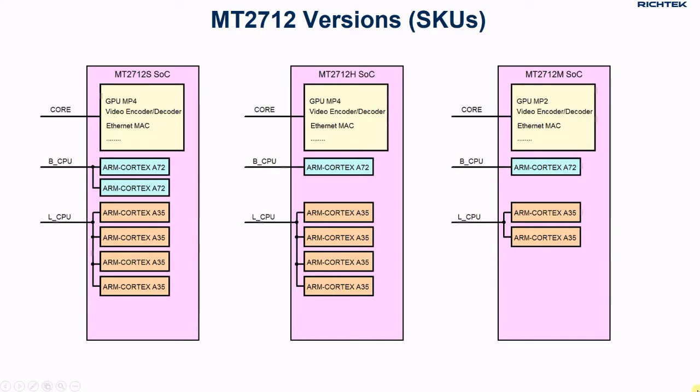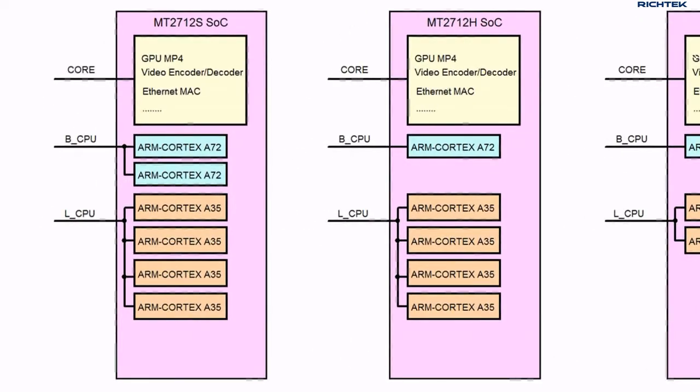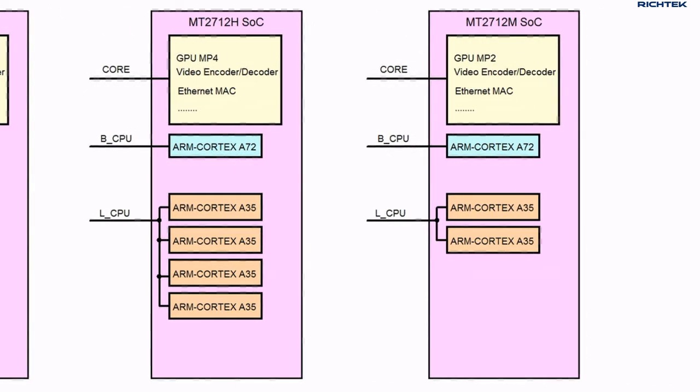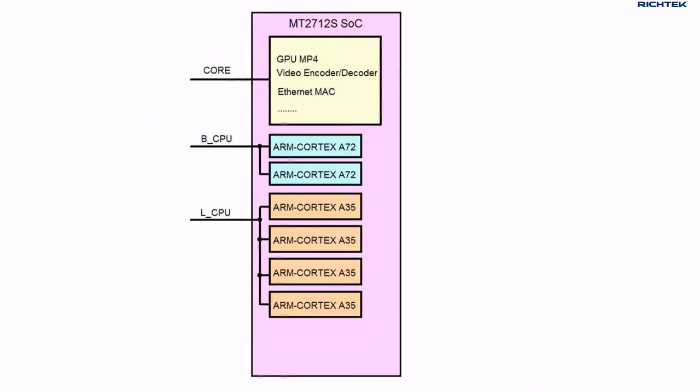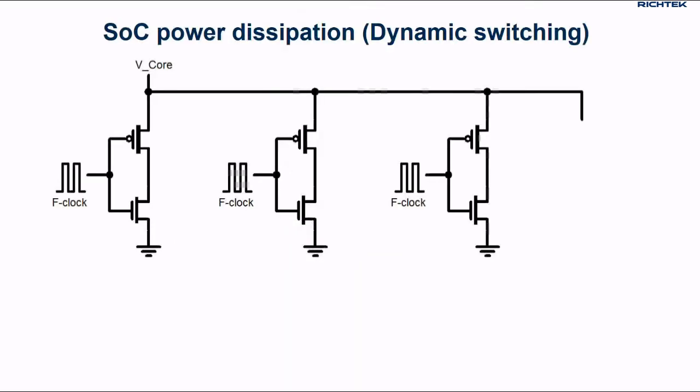The MT2712 SoC is available in different SKUs. The higher power version has 6 high-frequency processors. Lower power versions have fewer processors and run at lower frequency. There are 3 high current rails: the core rail for the GPU and video processing, the BCPU rail for the ARM Cortex-A72 processors, and the LCPU rail for the ARM Cortex-A35 processors.